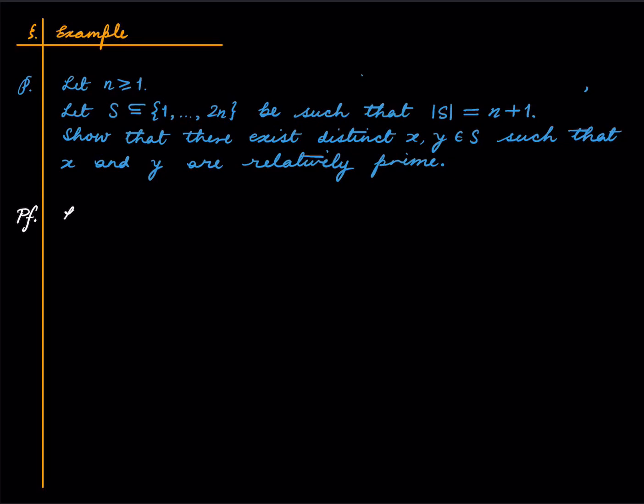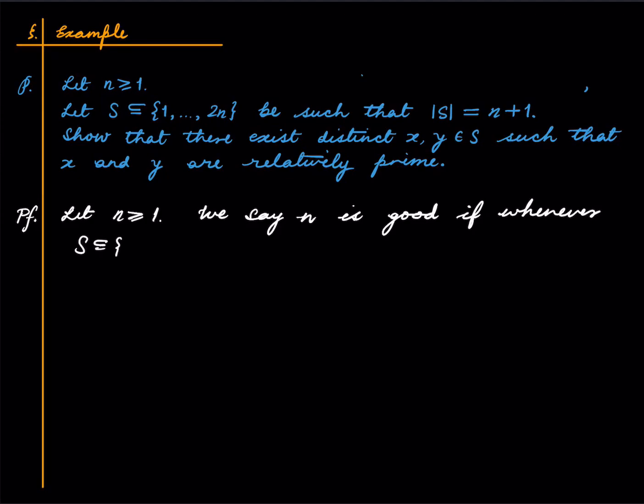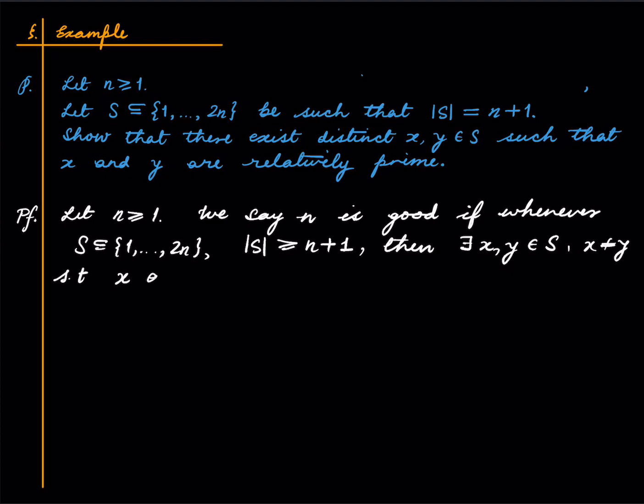So let n be some natural number. We say n is good if whenever S is a subset of the first 2n natural numbers with size at least n plus 1, then there exist two distinct elements x and y in S such that x and y are relatively prime. So in this terminology, the problem is asking us to show that every natural number is good. So that's what we want to show. Every natural number is good.